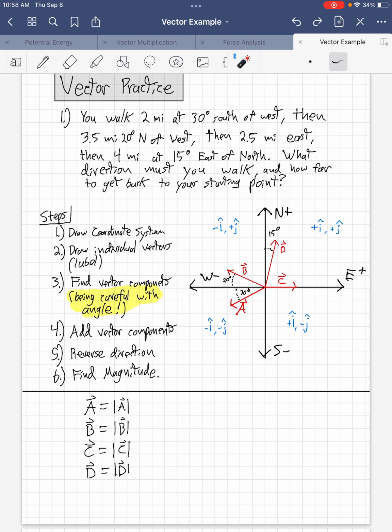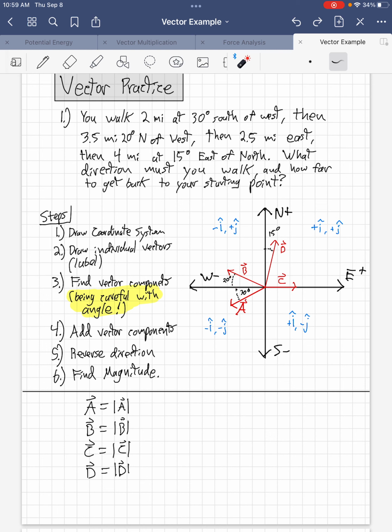So the first vector is walking 2 miles at an angle of 30 degrees south of west. We find west, and then we go south from there at 30 degrees, and that's the direction of our first vector, which we'll call A. All right, and then we walk 3.5 miles at an angle of 20 degrees north of west. So we go 20 degrees north of west, and we will go here.